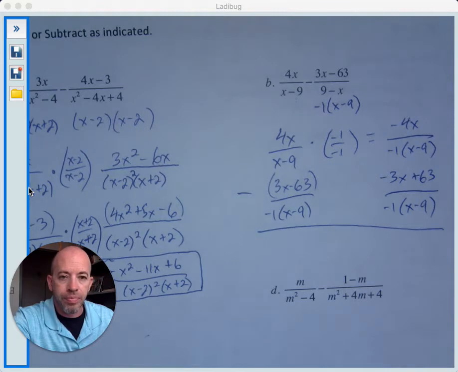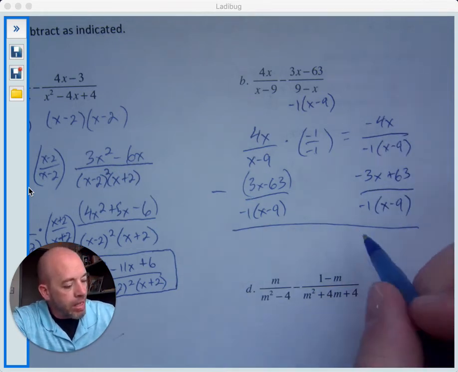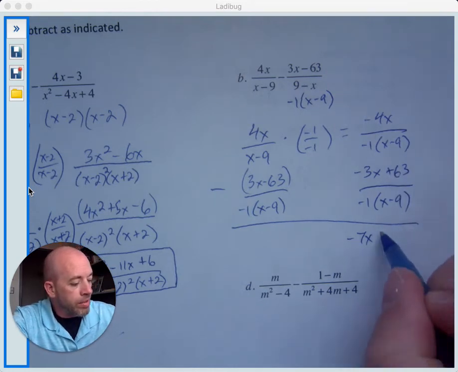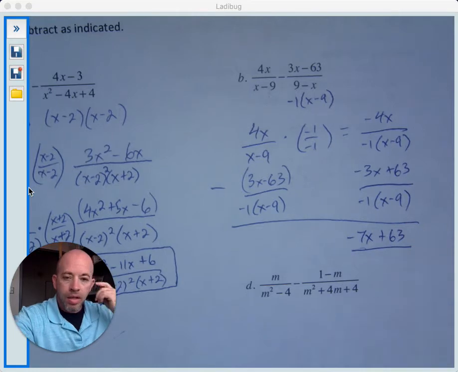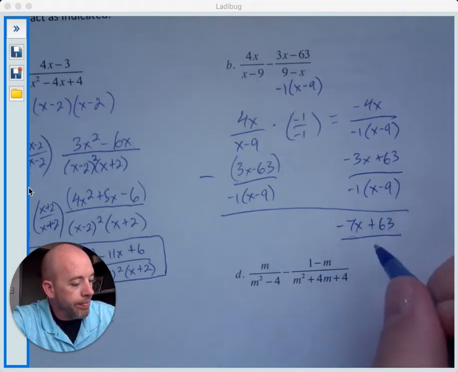And then we just combine those. I already distributed the negative, so I can really just add them together. Negative 4x and negative 3x is a negative 7x. And then we have plus 63, right? And then we have that over negative 1 times x minus 9.